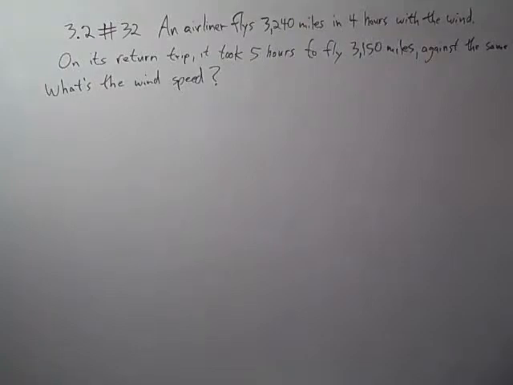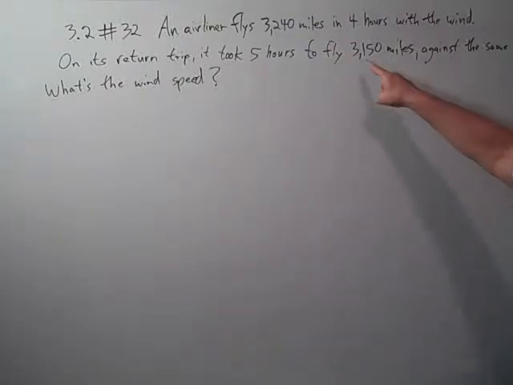Okay, now we have a situation where an airliner flies 3,240 miles in 4 hours going with the wind, but on its return trip it took 5 hours to only go 3,150 miles, flying against that same wind. What is the wind speed?